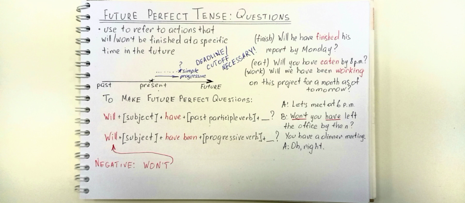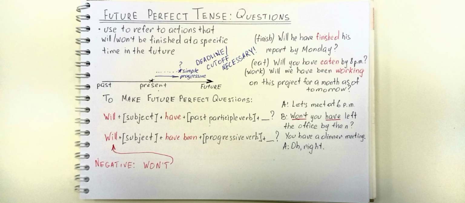I want to begin then with a quick review of future perfect tense and when to use it. You might have seen the video about the future perfect tense or the future perfect progressive tense. This is the same as that. To review though, for this lesson, we use the future perfect tense to refer to actions that will or won't, will not, be finished at a specific time in the future. So this is very specific to the simple future perfect tense.